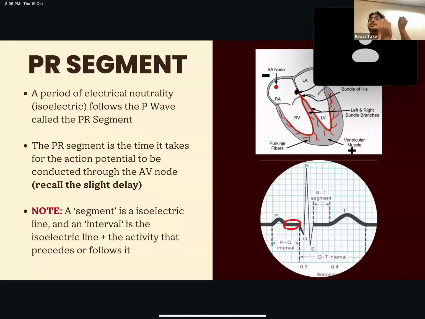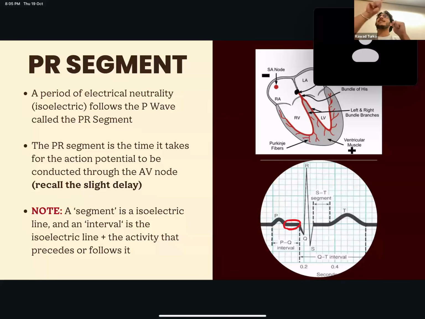Otherwise, you would have both of them contracting at the same time. You don't want that happening. That's why the AV node is there. It's saying, wait, hold on, wait just a second, allow for the atria to pump first, and then I'll let you go. That's what the AV node is doing. While the charges are there, they're not going anywhere. They're just being held onto.